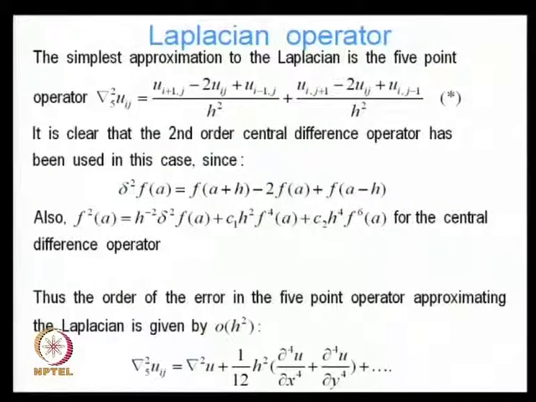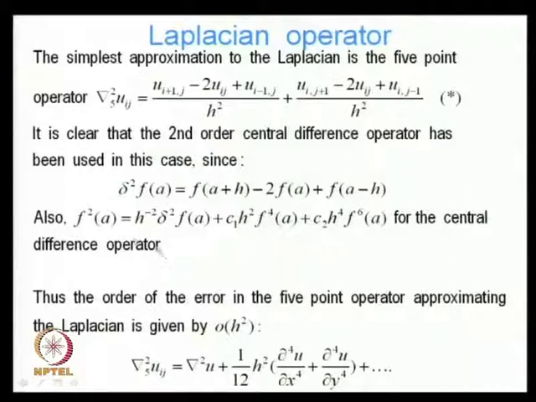because u(i+1) is actually one step forward, so that corresponds to plus h. u(i, j) is of course the function evaluated at the point where we want to evaluate the Laplacian, so that corresponds to f(a), and a minus h corresponds to u(i-1). So, this is very similar to that, and again this is just the same thing except that this is in the y direction.